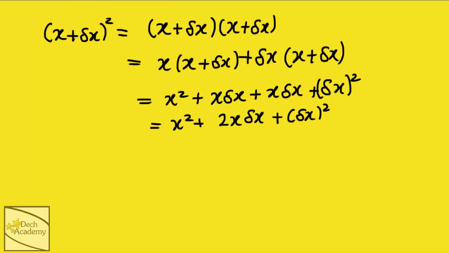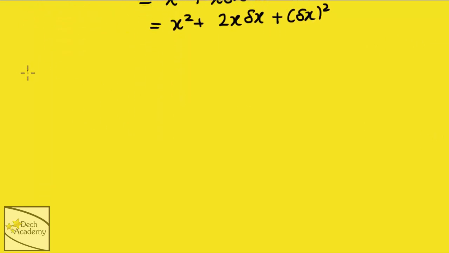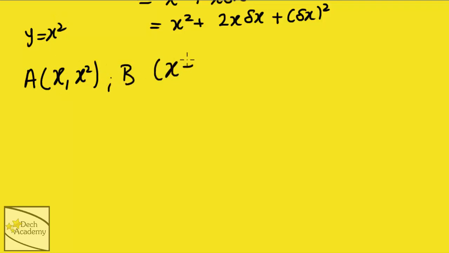Therefore, this is what we have. Point A has the coordinates x, and instead of y, I'm going to write x squared, because remember, y is equal to x squared. That's the function we are focusing on. So if the x coordinate of a point is x, the y coordinate is going to be the x coordinate squared. In this case, that's x squared. Point B has the coordinates x plus delta x and a y coordinate of this.